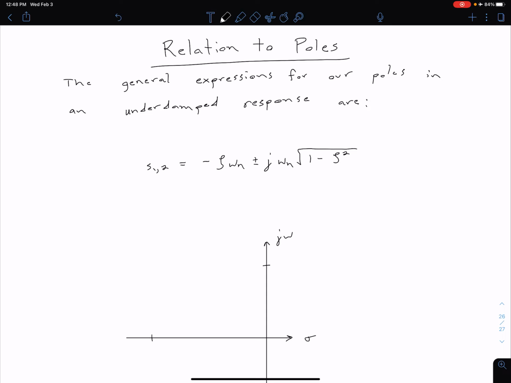So as a refresher, we had a general expression for our poles for an underdamped response. And so I've written that again here. This was shown in a previous video, but we have s1 and 2 are equal to negative zeta omega n plus or minus j times omega n times the square root of 1 minus zeta squared. And of course, remember, j is our imaginary number, the square root of -1.